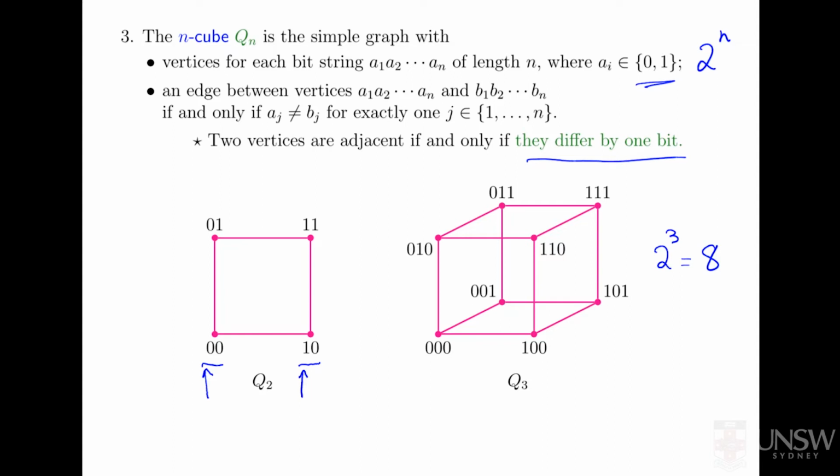Now what this means is every vertex has degree n, because there's exactly n positions where you could flip a bit. If you flip the first bit from this particular sequence, you go across here to the left. If you flip the second bit, you're going to go down, and if you flip the last bit, you're going to go sort of out.